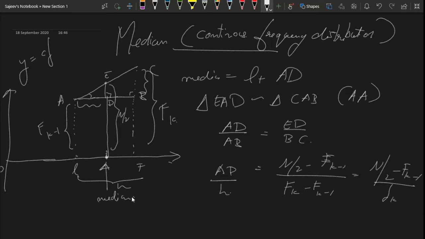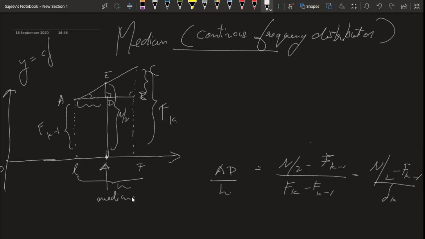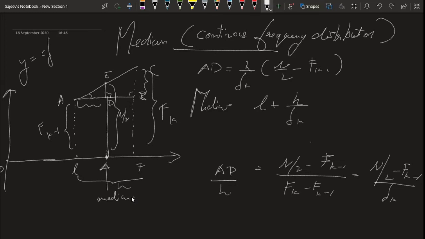So that's pretty much it. We get our value of AD equal to h by small f of K, into N by 2 minus capital F of K minus 1, and our median is lower limit L plus h by small f of K, frequency K, into N by 2 minus capital F of K minus 1. That's it.